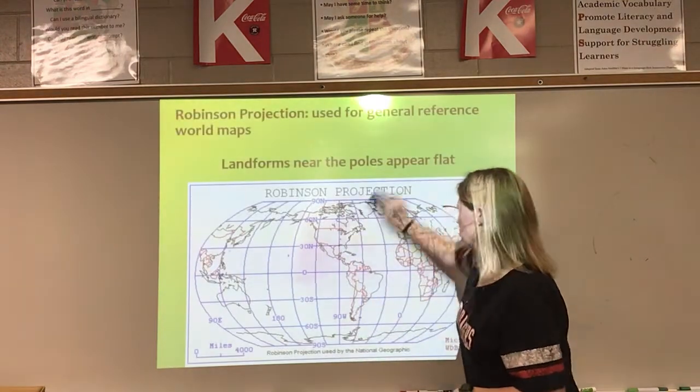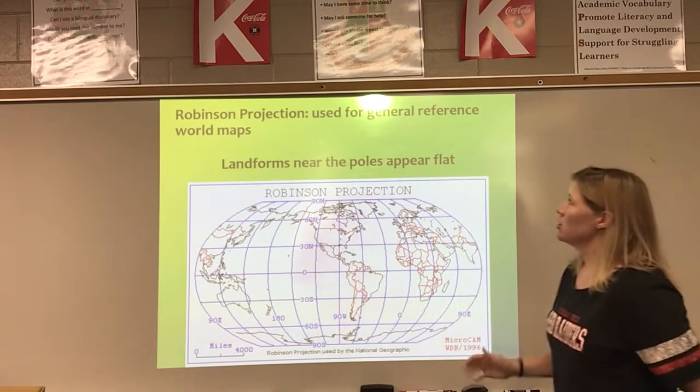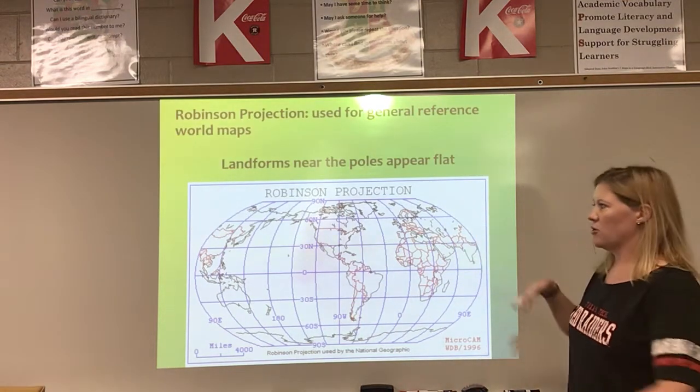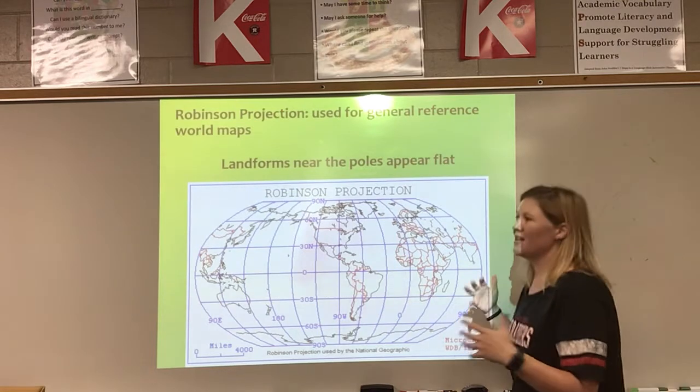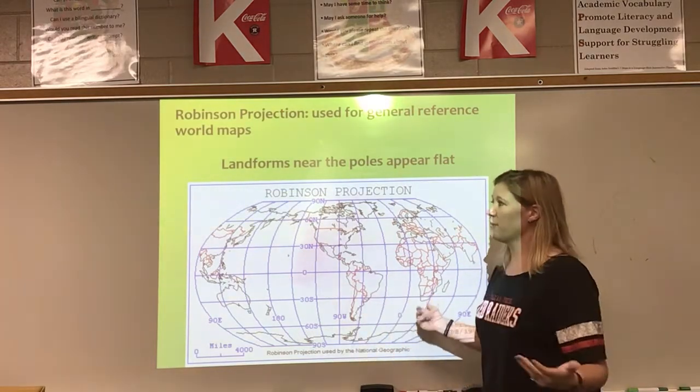Okay, so this is your Robinson. This is what a conical map is. So this is what you used to always see in textbooks. This is the Robinson, the round. It's pretty to look at. Oh, globes are round, and look, it's round, so it's got to be right.